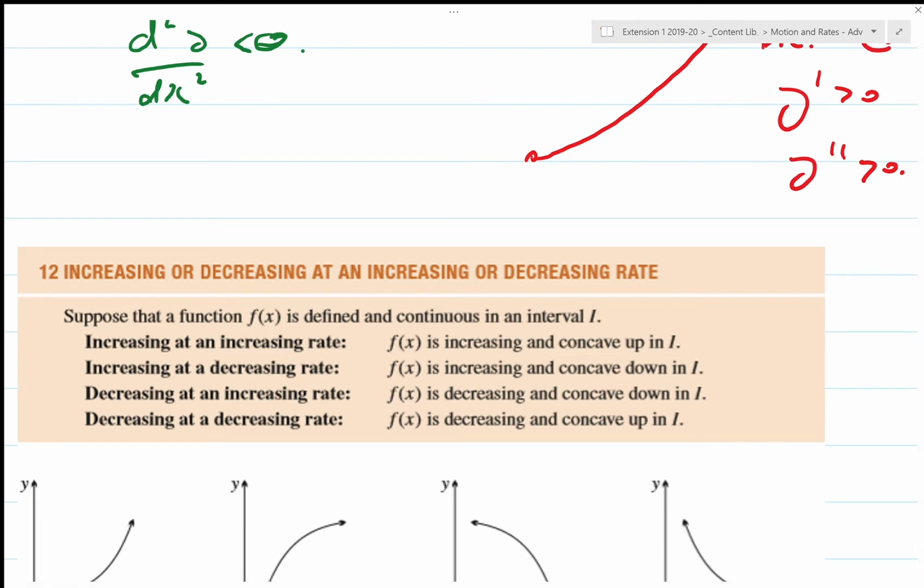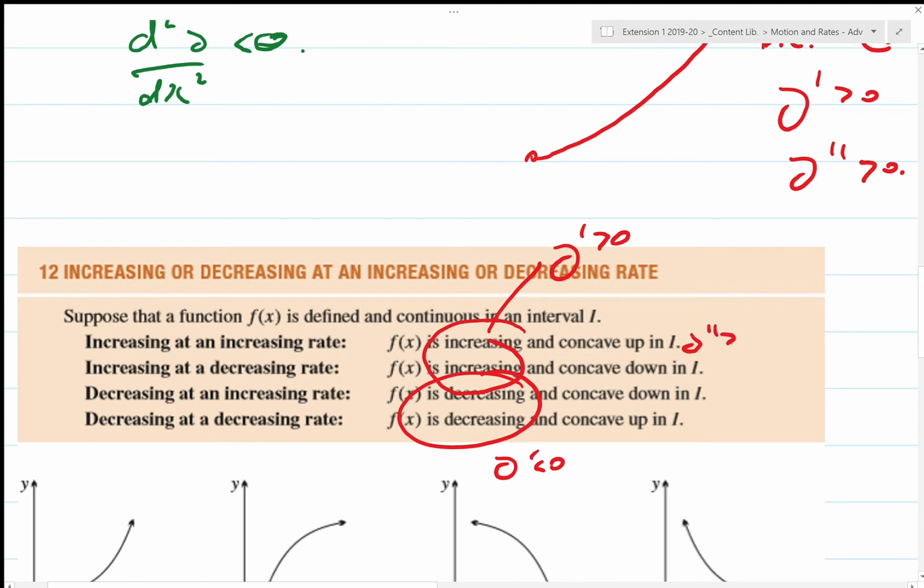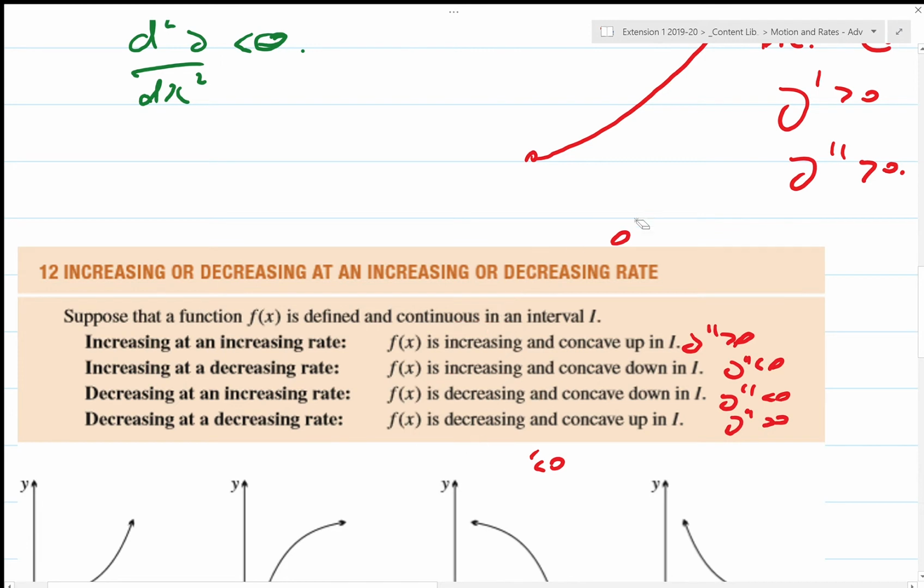But I suppose f(x) is increasing. I'll write this out in a second because it's going to get messy otherwise. First derivative is 0. f(x) is decreasing. First derivative is less than 0. And then this is the second derivative bit. Okay, so it's the same idea. You really want them acting in the same direction.